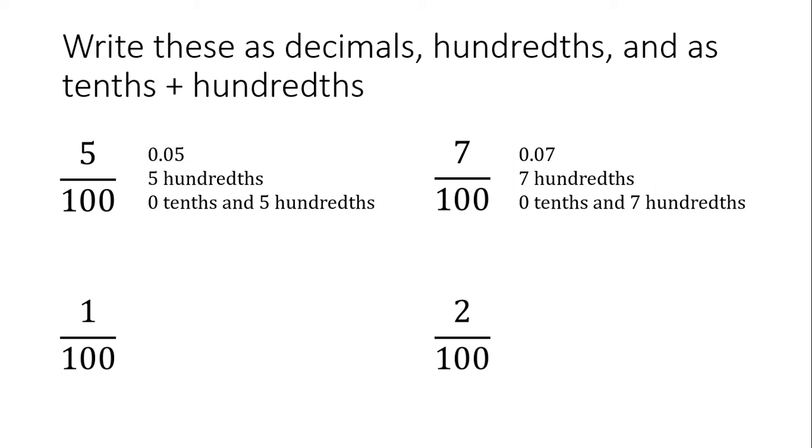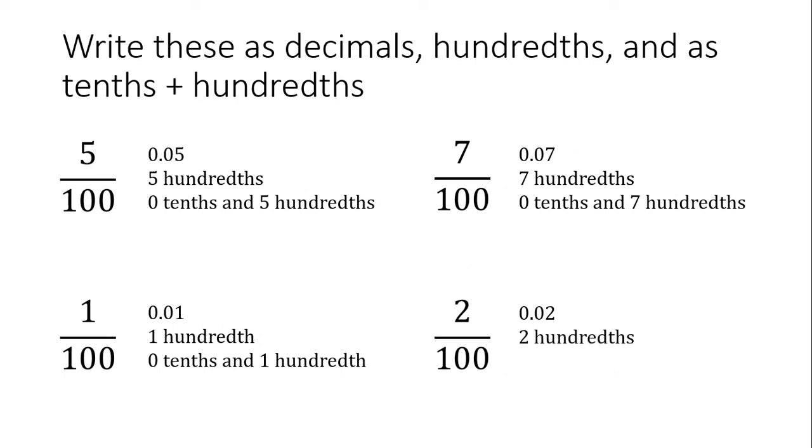Let's look at the fraction in the bottom left. It's 1 over 100, so you could write that as 0.01, not 0.1. This is 1 hundredth, not 1 tenth. And you could also write it as 0 tenths and 1 hundredth. And finally, in the bottom right-hand corner, we have 2 hundredths, and you write that as 0.02. Or you could say 2 hundredths, or you could say 0 tenths and 2 hundredths.